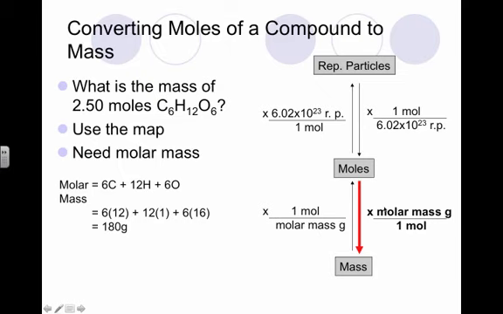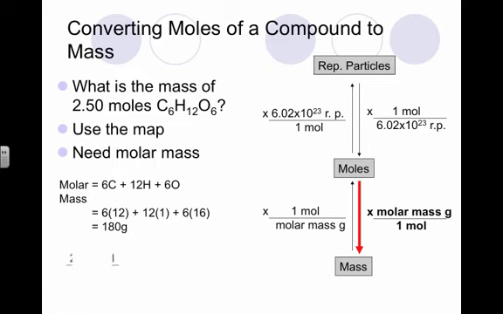So the first thing I need to do is go to the periodic table and figure out the molar mass of glucose. If I take the formula for glucose and break it down, there's 6 carbons, 12 hydrogens, and 6 oxygens. I go to the periodic table and round these for carbon, hydrogen, and oxygen to 12, 1, and 16. When I multiply each individual one and add them together, I get 180 grams for every 1 mole of glucose.